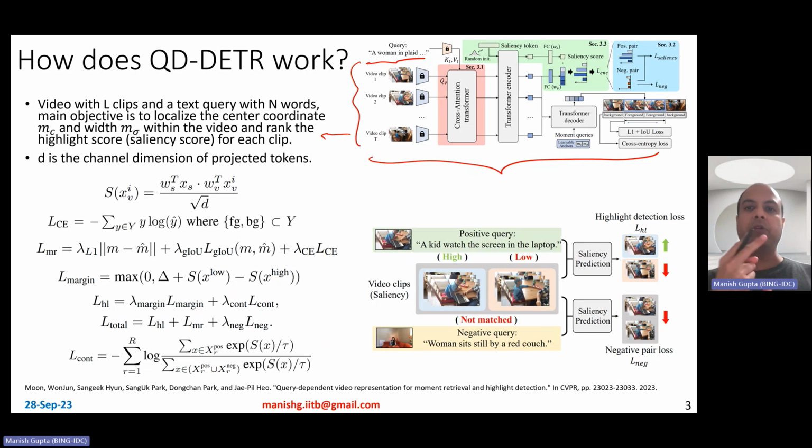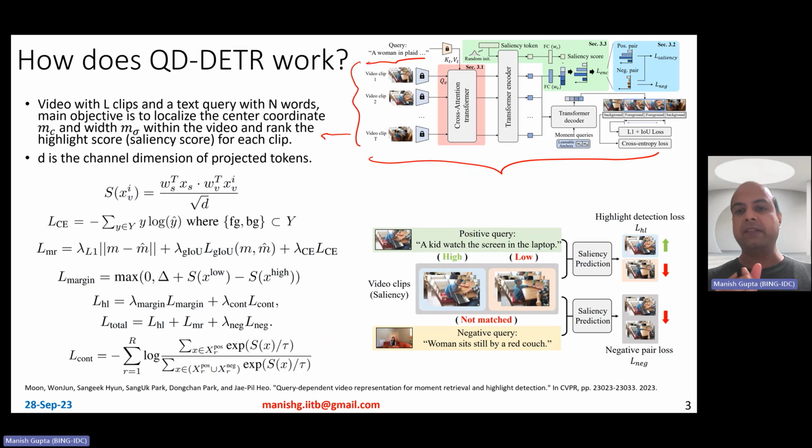So the output needs to be twofold. First, the output needs to be the moment, which is represented using two things, MC and M sigma. And also an output expected is that if there are L clips, then for each clip, also tell us the saliency score for each of those clips with respect to the query. Okay.